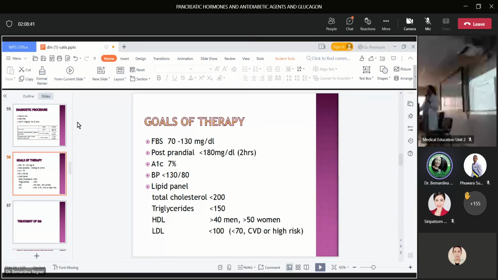BP should be less than 130/80. Lipid panel: total cholesterol should be less than 200. Triglyceride should be less than 150. Your good cholesterol, or high density lipoprotein, in men should be more than 40. In women, it should be more than 50. Your low density lipoprotein, or bad cholesterol, should be less than 100, less than 70 for those with coronary artery diseases, cerebrovascular diseases, or high-risk persons.